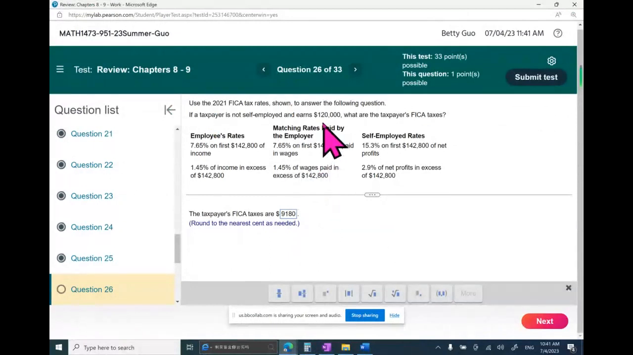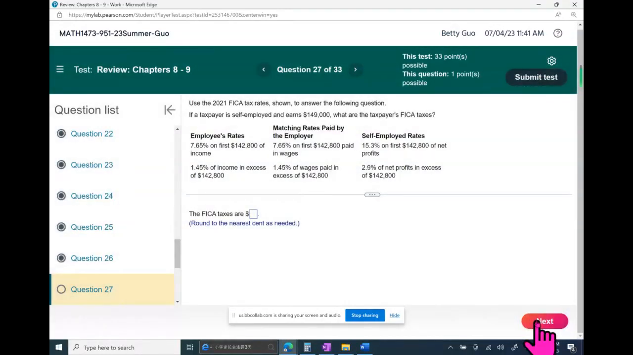Since the gross income is less than 142,800, we only need to apply one FICA rate, which is 7.65%. All we need to do here is multiply 7.65% by his gross income, and that is the tax amount. I said earlier that we're going to keep this to see if the rounding is acceptable, because the instruction said round to the nearest cent. We don't really need to round anything, and I don't really want to write 9180.00. So let's try if that works. If not, we know what we should do during the test.